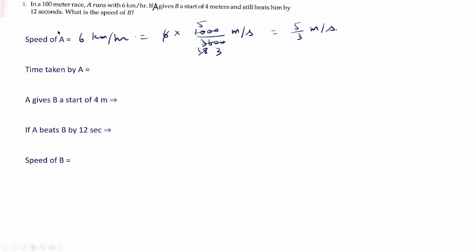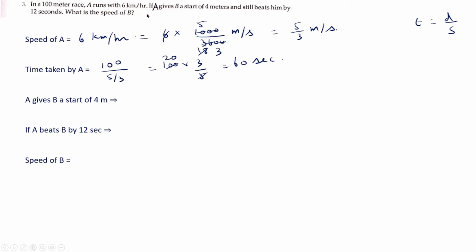So the time taken will be distance by speed. You know the formula, time is given by distance by speed. Distance is 100 upon speed is 5 by 3. So it is 100 into 3 by 5, or it is 60 seconds. So time taken by A is 60 seconds.